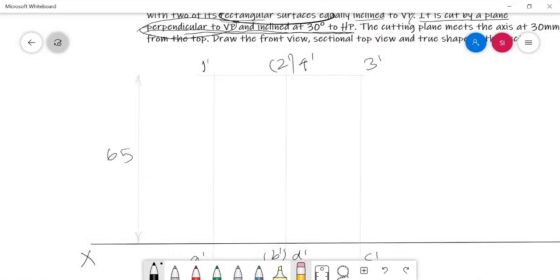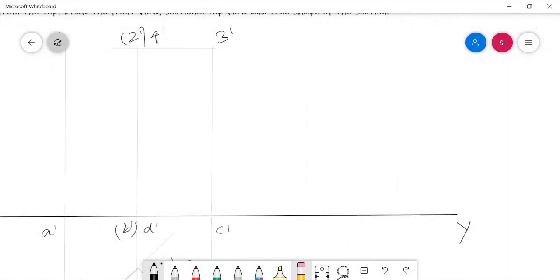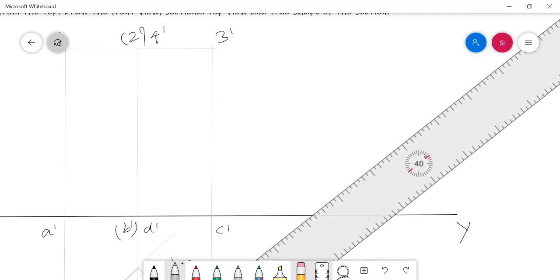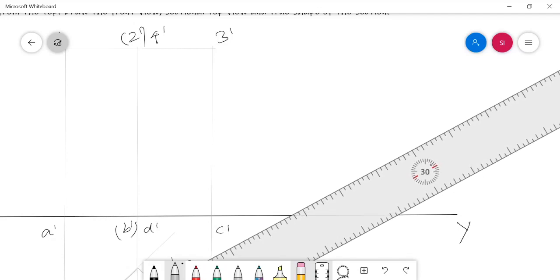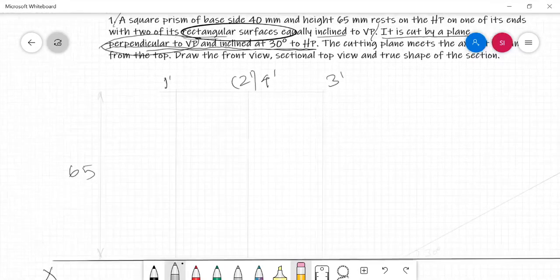In this problem, the cutting plane is inclined to HP at 30 degrees. So for that, just prepare a cutting plane with a 30 degree inclination. Roughly, I am having this cutting plane here. Yes, the cutting plane with a 30 degree inclination to the HP is here.